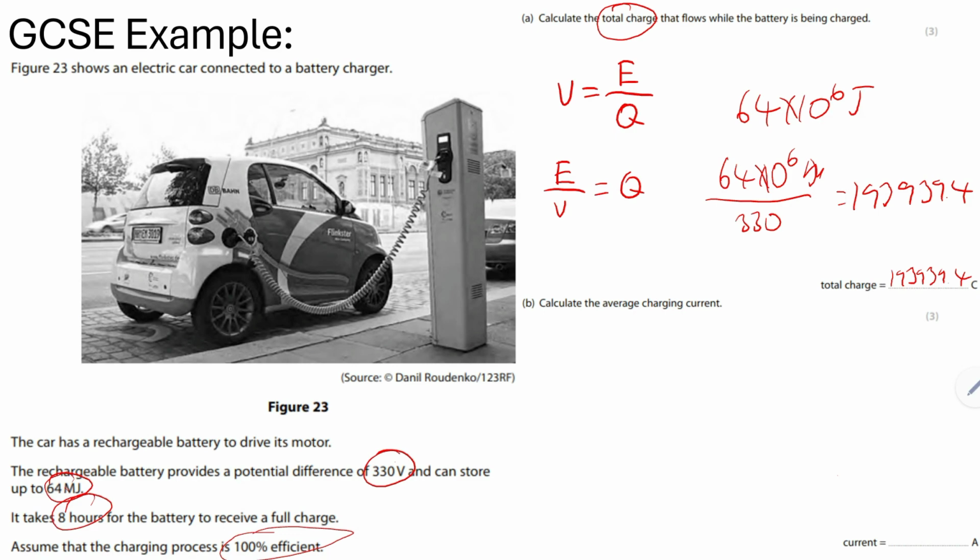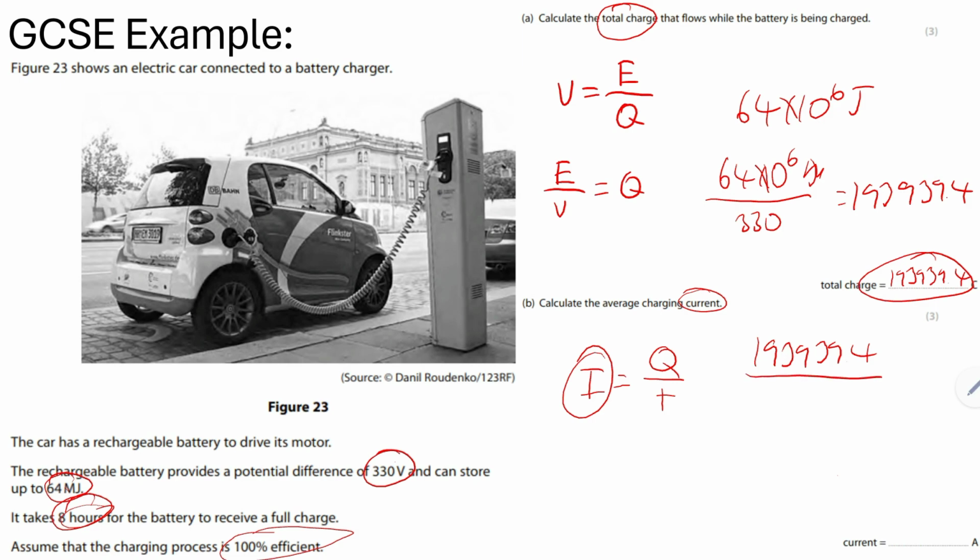And we know that, so we have the charge and we have the time. And what formula relates all of them? It is I equals Q over T. And we need to find the current. So we don't need to rearrange as current is already on one side. So we just need to do 193,939.4 divided by 8 hours.